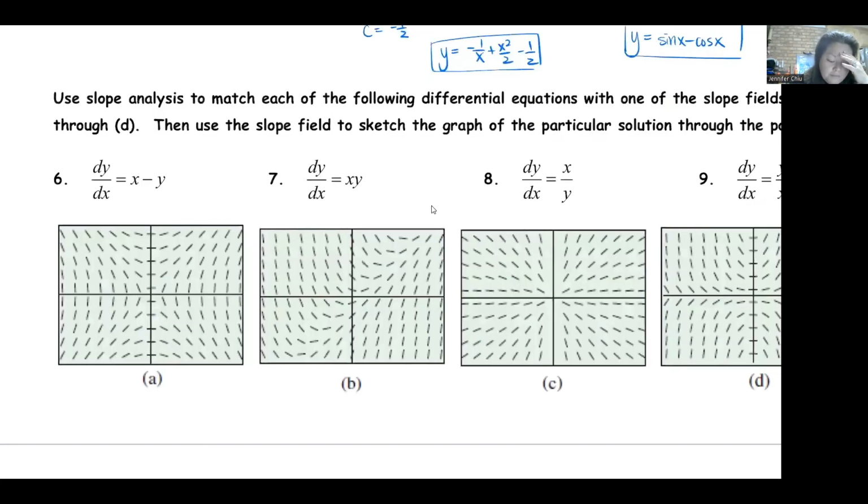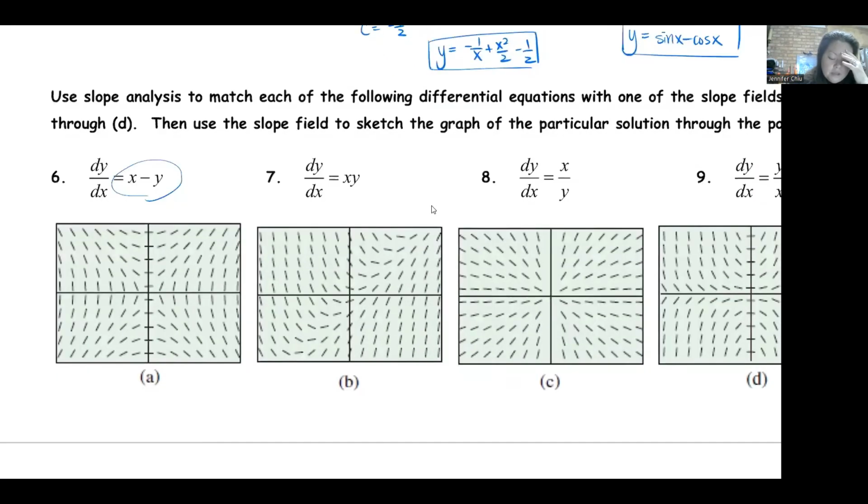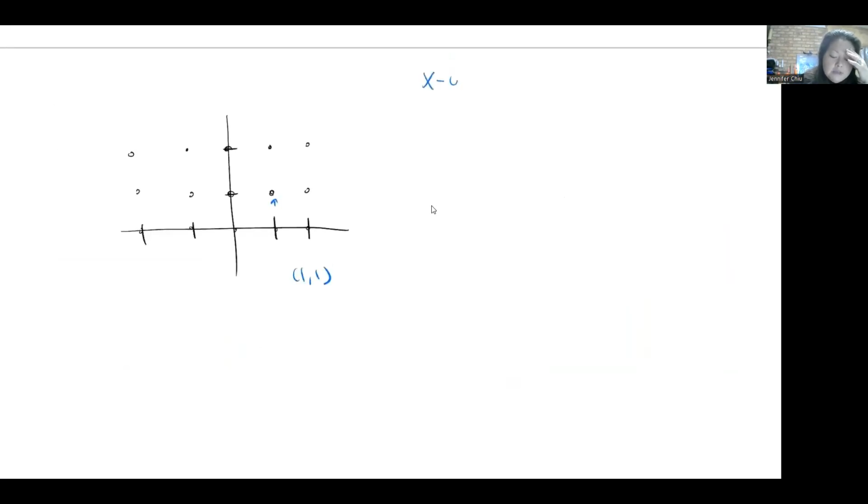So you actually take each coordinate. You take this point right here, that's 1, 1, and plug it into your slope. So let's say your slope, and let's try the first one. The slope is x minus y. Okay, so what does that look like? My slope is x minus y. At 1, 1, 1 minus 1 gives me 0. So that slope is 0. That's a flat line, right?